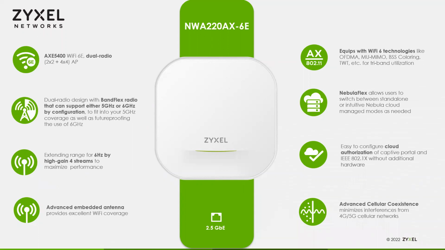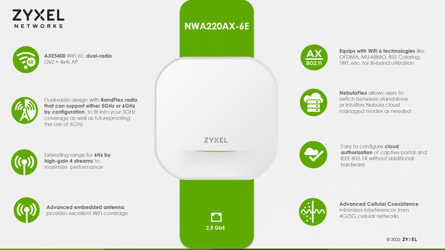It's the NWA220AX-6E. So it's got a 4x4 5/6 gigahertz radio and a 2x2 2.4 radio here for you. It's got a standard ceiling mount antenna built in there. It supports all of the standard Wi-Fi 6 features on both radios, including OFDMA, multi-user MIMO in both directions, BSS coloring, et cetera, et cetera. This is a Nebula Flex device, so it can be managed either directly via its built-in web GUI, or you can put it into cloud mode and manage it in the cloud.